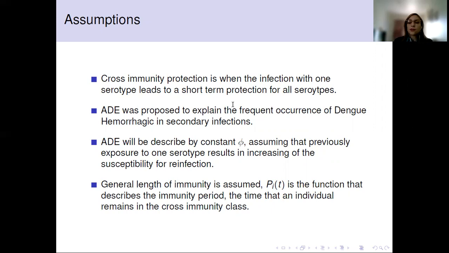And after he is infected by the second serotype, there is an occurrence of dengue hemorrhagic fever, so antibody-dependent enhancement was proposed to explain that. So we are going to represent the antibody-dependent enhancement through a constant phi, assuming that brief exposure to one serotype of dengue fever results in increased susceptibility to reinfection.